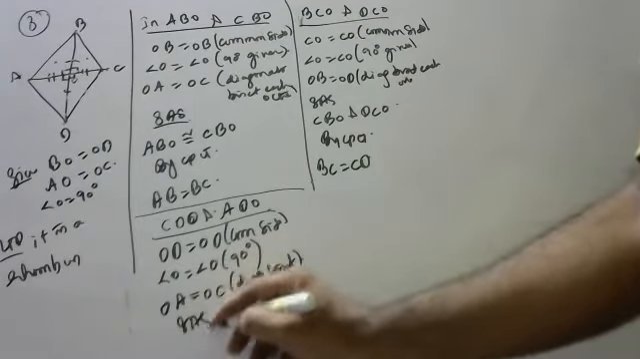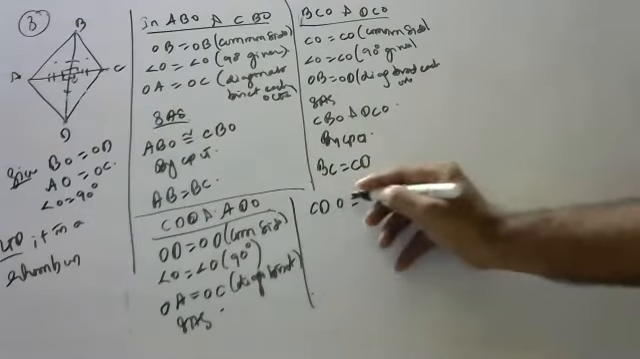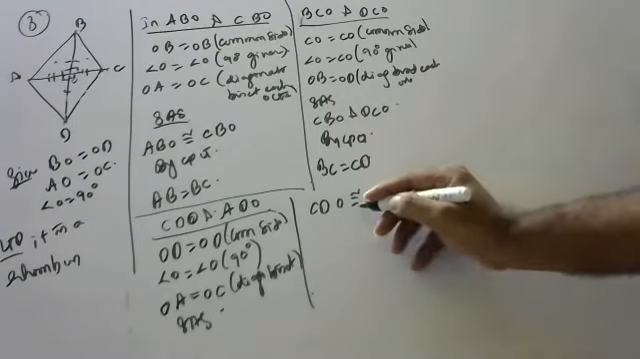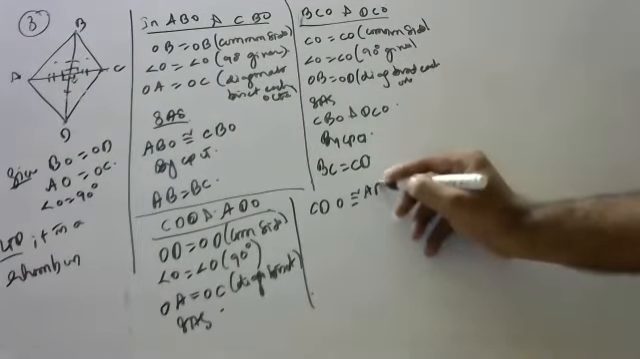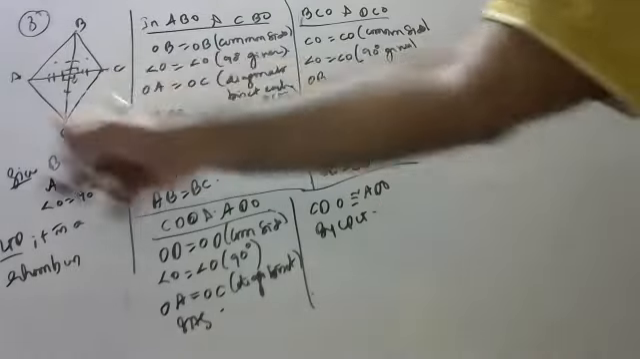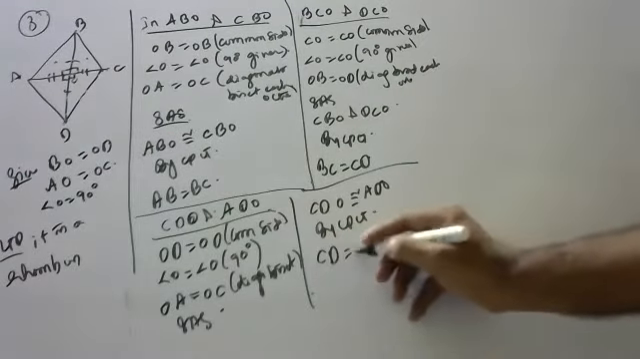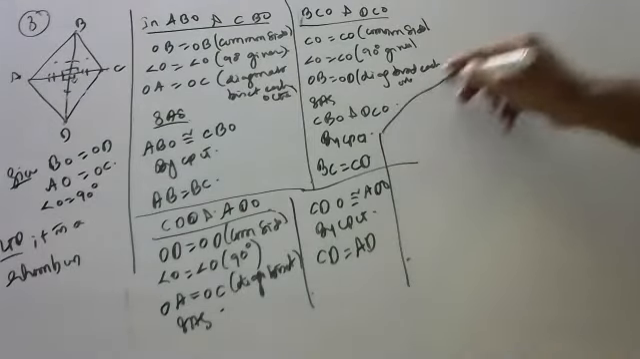So by SAS, what can we say? CDO is congruent to ADO. So by CPCT, what can we write, children? CD is equal to AD. I hope everyone understood. No, sir, still we didn't understand.